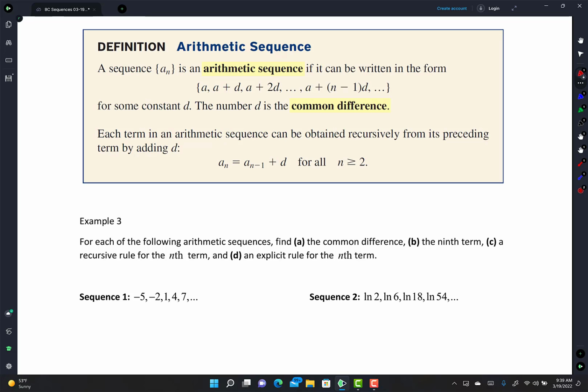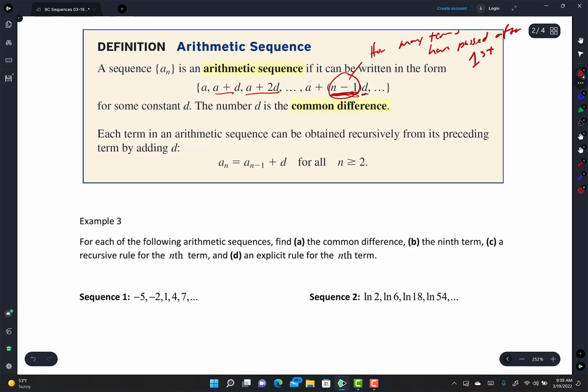A sequence A sub n is an arithmetic sequence if it can be written in the form A, A plus D, A plus 2D, and so on, up to A plus (n minus 1) times D. See, there's that definition. Where this is how many terms have passed after the first, if that makes sense.